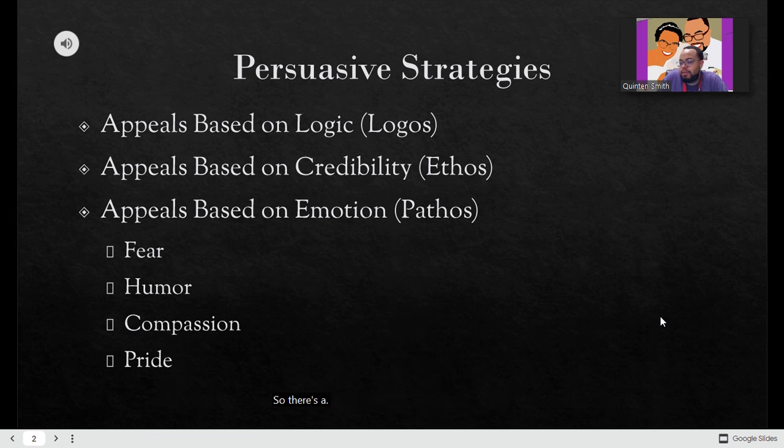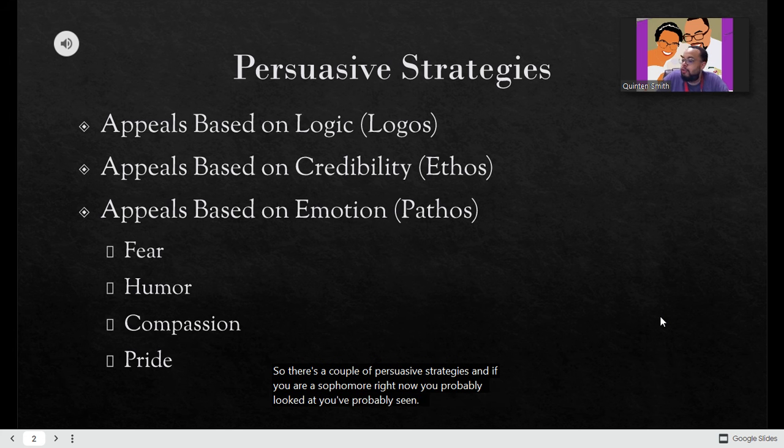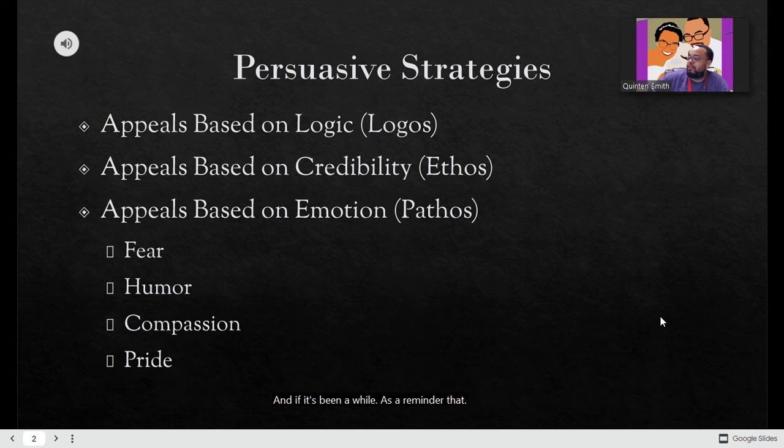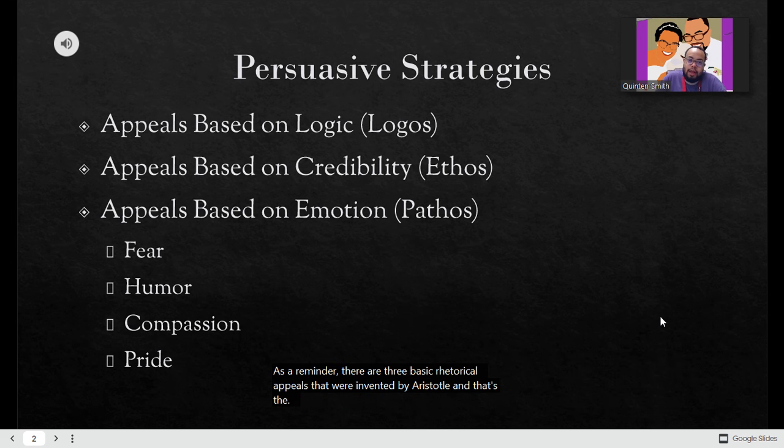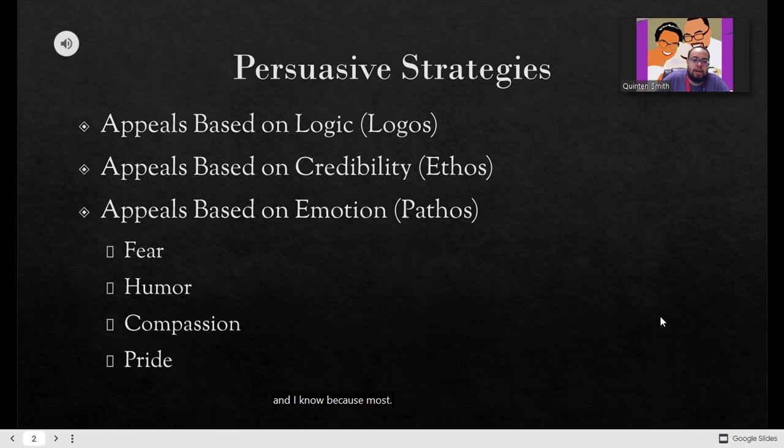So there's a couple of persuasive strategies, and if you are a sophomore right now, you've probably seen these words more than you care to remember. And if it's been a while, as a reminder, there are three basic rhetorical appeals that were invented by Aristotle, and that's the appeals based on logic, logos, using yourself as your own credible source. So, like, if you're a scientist and you're saying, well, this is true, and I know because I'm a scientist, you're not using logic, you're using your own credibility. So that would be ethos.